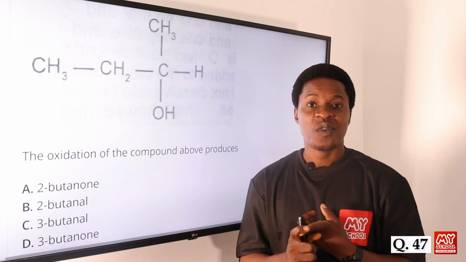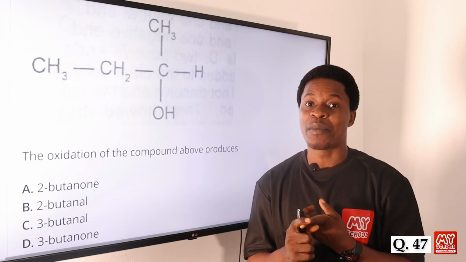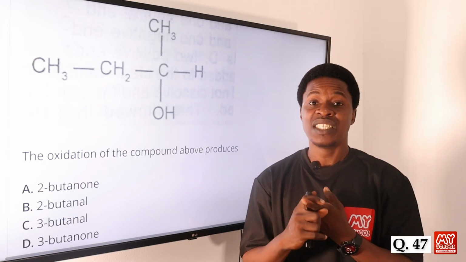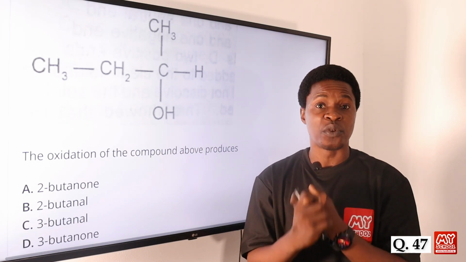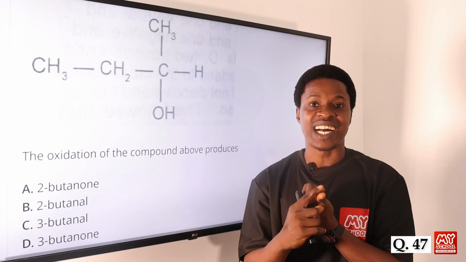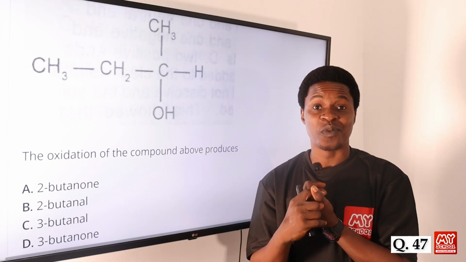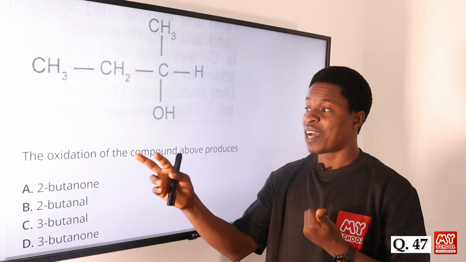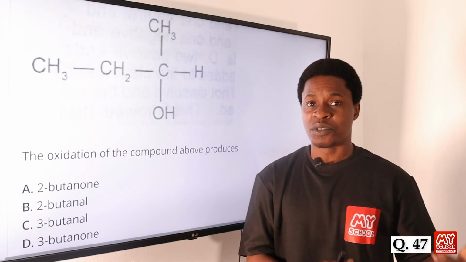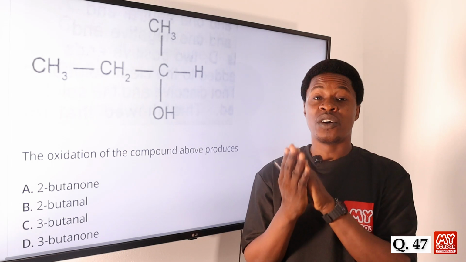Secondary alkanol undergoes oxidation to produce nothing else than ketones. Ketones end with "-one". So secondary alkanol undergoes oxidation to form what we call ketones. While tertiary alkanol, in most cases under these conditions, will not undergo any oxidation or reaction at all. Though there can be some exceptions, generally tertiary alkanols do not undergo oxidation reaction.